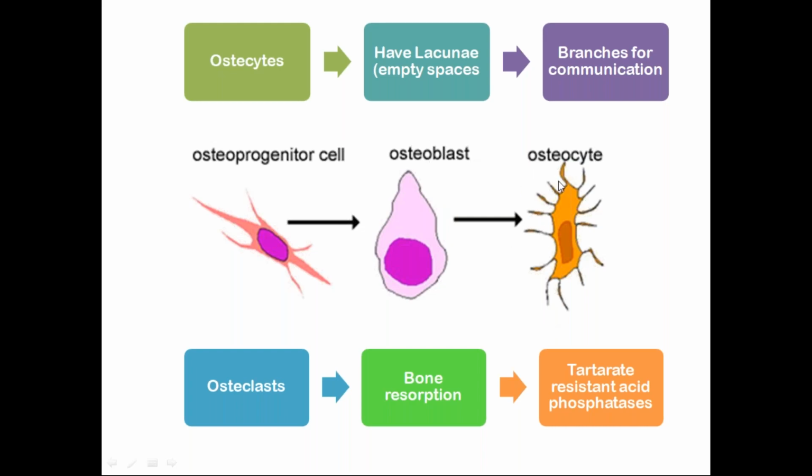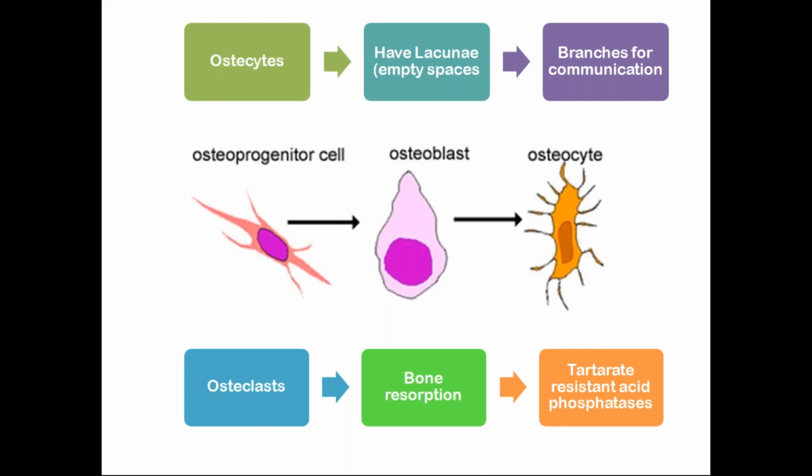You can see here in the structure, there are so many branches, and you can resemble these branches with neuron cells. Your neuron cells also have these kinds of branches, and what is the function of neuron cells? Neuron cells function in cell to cell communication, signal transmission. In the same way, this bone cell, the osteocyte, its work is also communication.